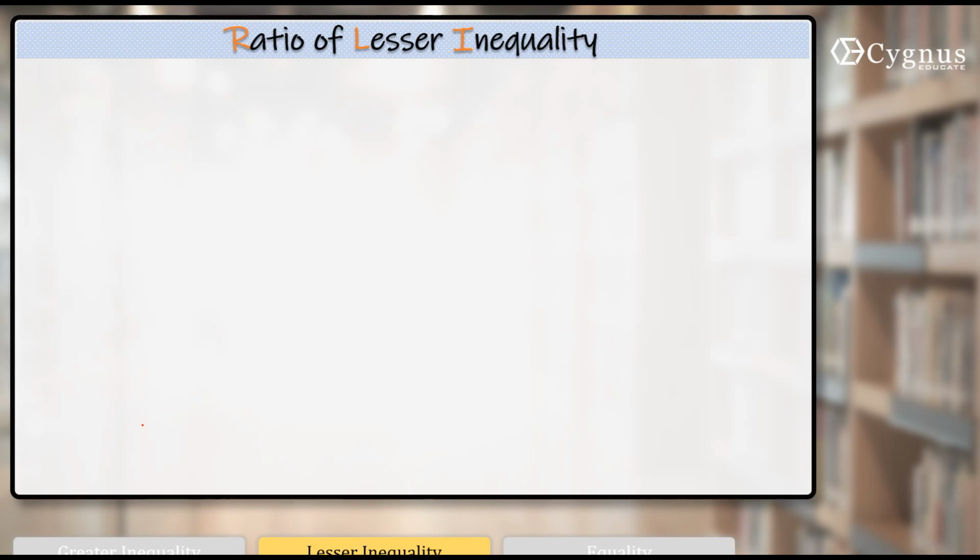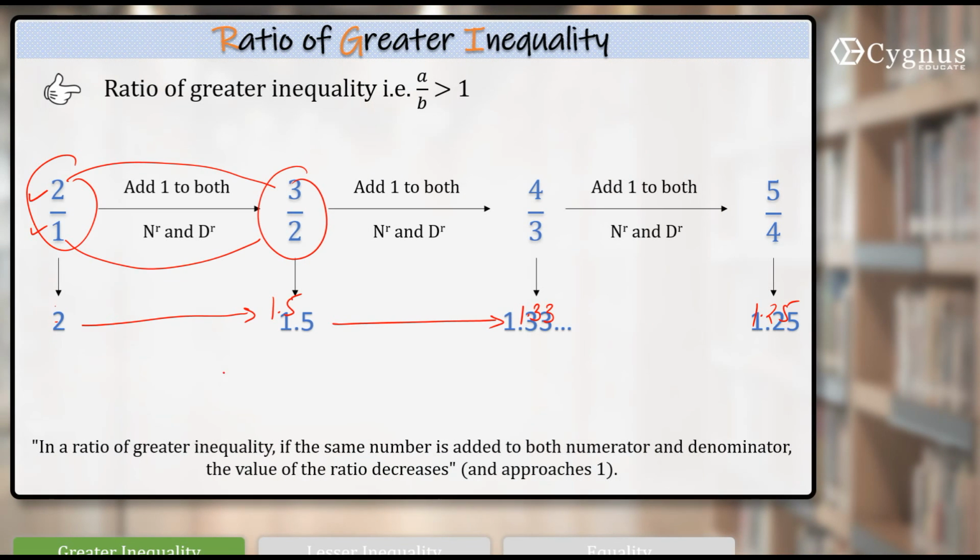What if we subtract here? The ratio will be in the reverse order. That means if you add something, the value will decrease, and if you subtract something, the value will increase. Yes or no? If the same number is added to both numerator and denominator, the value of the ratio decreases.